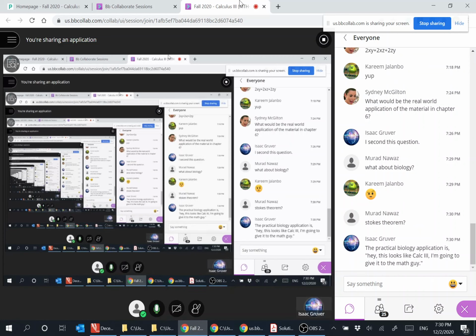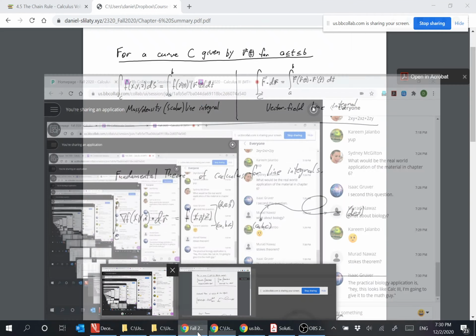And trust me, they never come and ask me. All my colleagues in the biology department, they never come and ask me. They're competent enough to deal with their numerical data on their own.